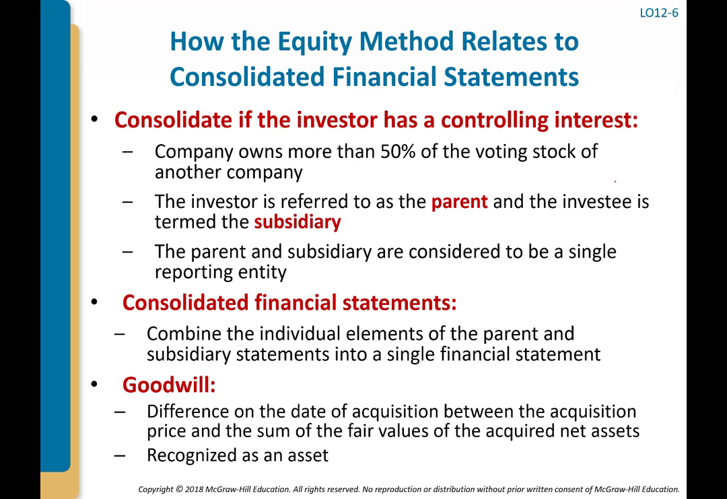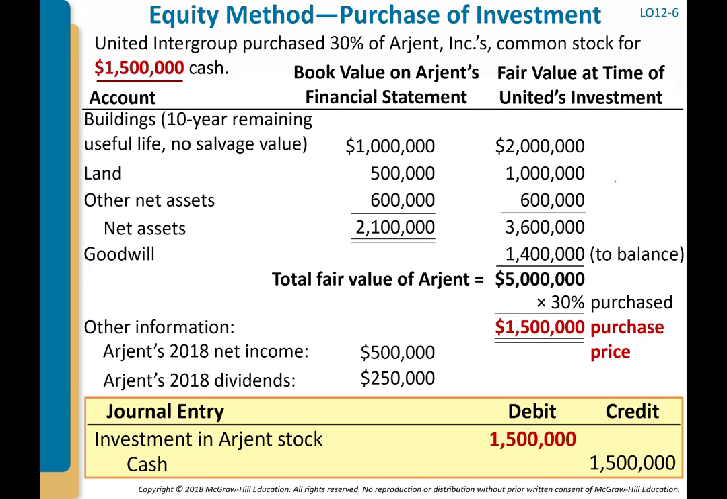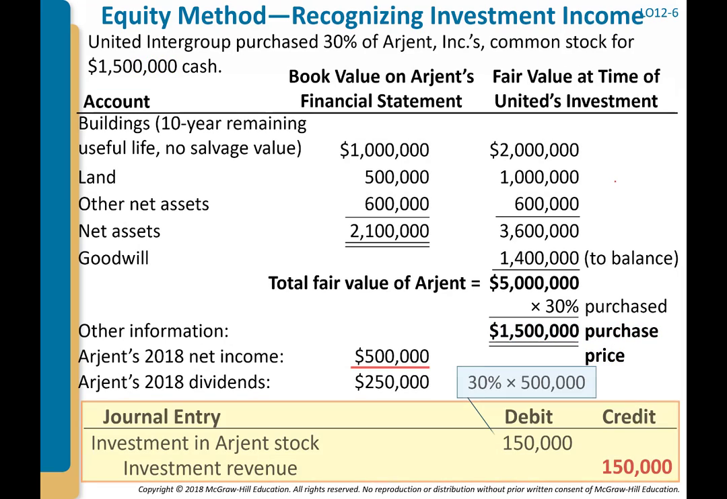Okay, and I just want to get to the discussion here, in which they tell us that we have purchased 30% of the stock. The total fair value of the company is $5 million, so we're paying $1.5 million for that. The net income of the subsidiary is $25,000, and they paid $250,000 of dividends. We bought this on January 1st, because they're going to take 30% of the entire net income, so they must have bought this stock on January 1st. Because they take the whole year's worth of net income.